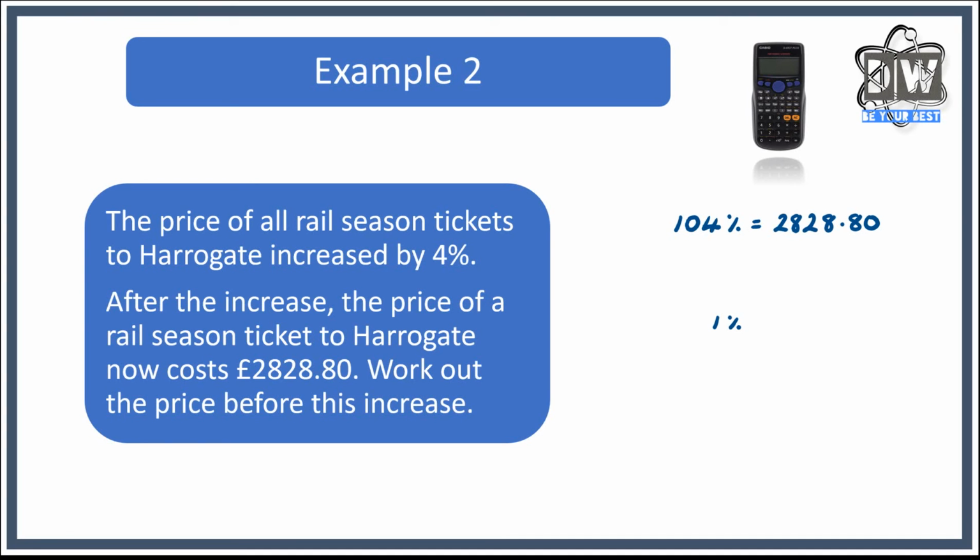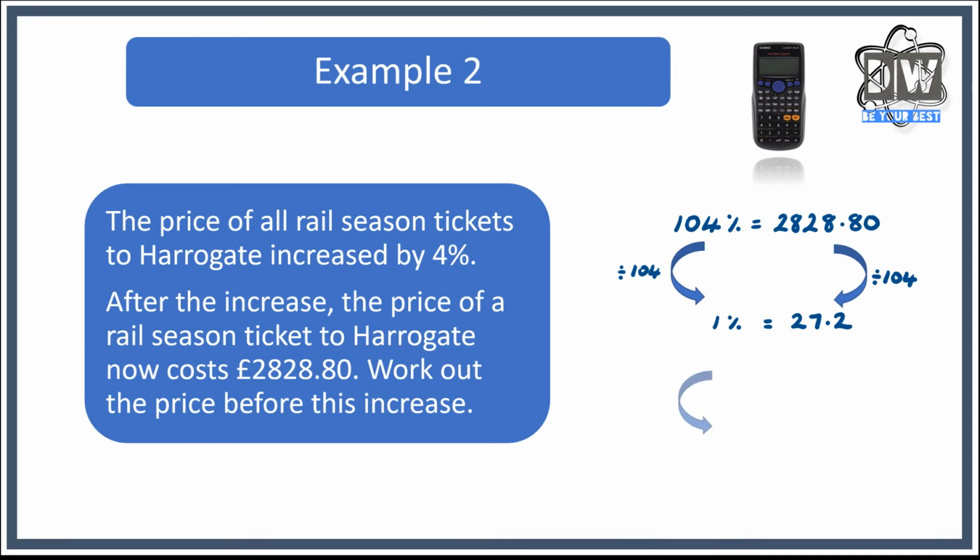So hopefully you remember, to find out what 1% is, I've got to divide 104 by 104. If I do that to the other side also, you'll very quickly find out that 1% equals 27.2. So now I need to find out what 100% is. Again, pause the video, find out what 100% is, and come back and see if you've got it correct.